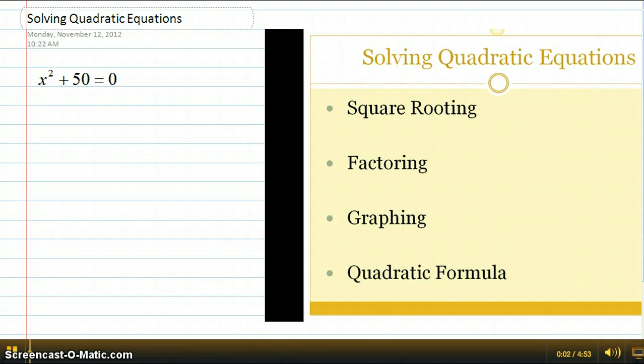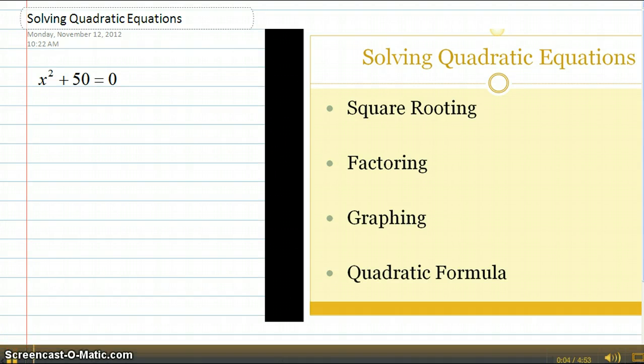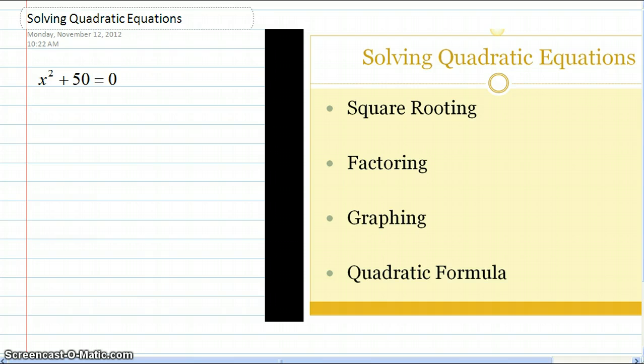Continue practicing solving quadratic equations. We have four methods that we can use. Some of them are appropriate for problems and some are not, so we're just going to walk through the process. So the first one we have is square rooting. Again, if you look at your sheet, it says this only works if there is no bx term. Good, we have no bx term.